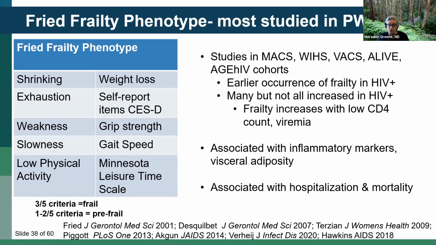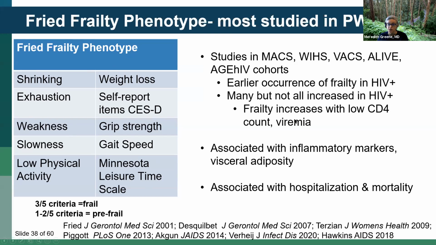So what is the Fried Frailty Phenotype? This is by far the frailty measure that has been most used in HIV. There are 5 components: shrinking, exhaustion, weakness, slowness, and low physical activity. If you meet 3 of the 5 criteria, which are measured by these assessments, you are considered frail. If you meet 1 or 2 of the criteria, you are considered pre-frail. It's a combination of objective and self-report measures.